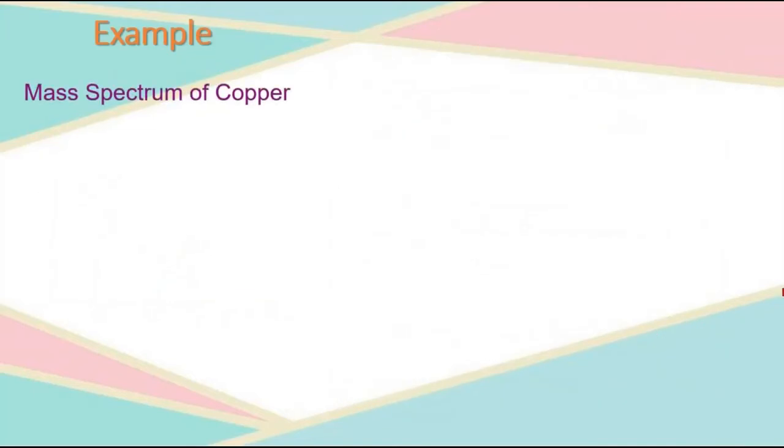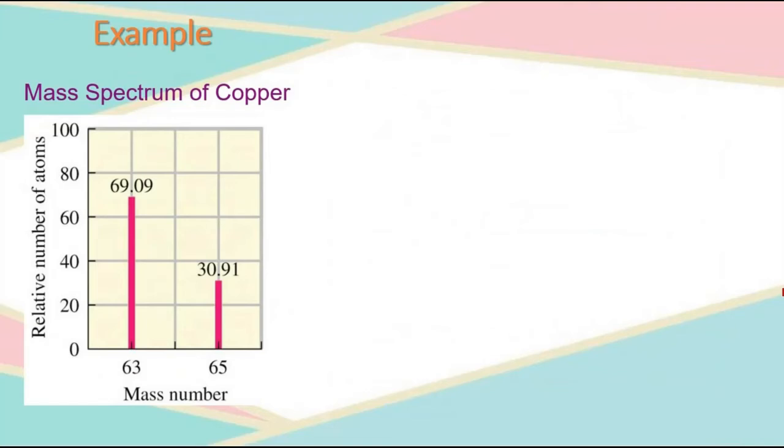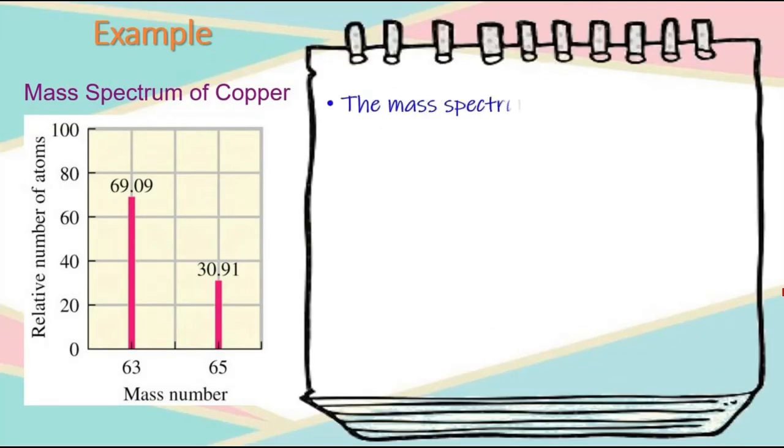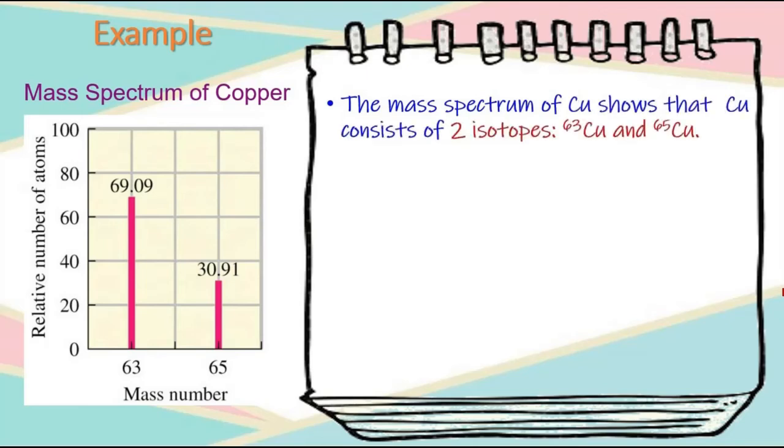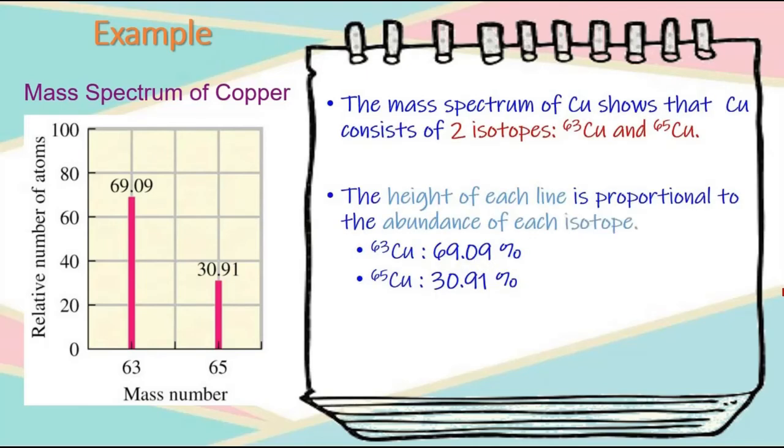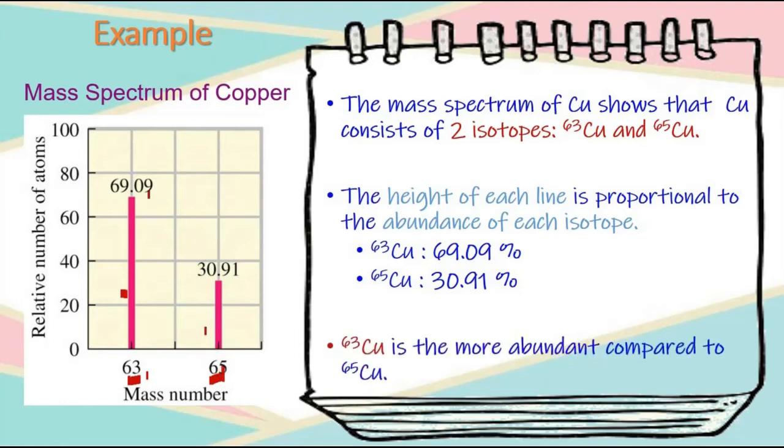Example, the mass spectrum of copper. Based on the spectrum, we can see there are two lines showing in the spectrum, indicating that copper consists of two isotopes, that is 63Cu and 65Cu. The height of each line is proportional to the abundance of each isotope, so we can interpret that the relative abundance for 63Cu is 69.09% and for 65Cu is 30.91%. Since 63Cu has the highest peak compared to 65Cu, 63Cu is more abundant than 65Cu.